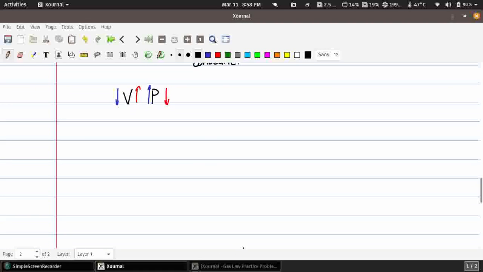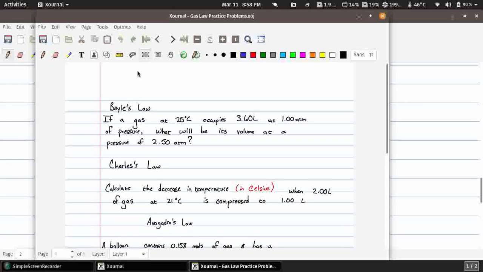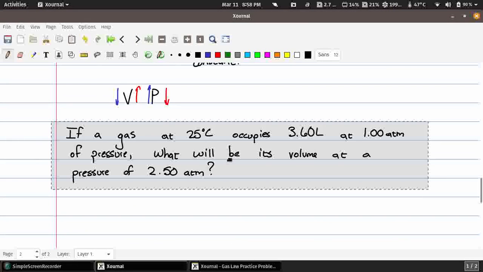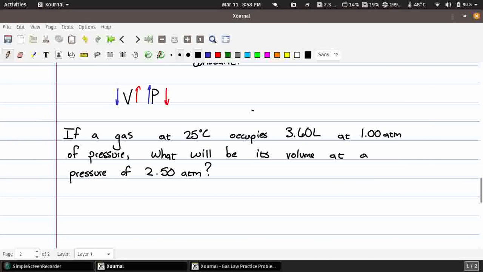All right. So let me copy it from here because I'm not rewriting all these. Okay. So if you need to pause the video to copy this for a second, go ahead and do that. All right. If a gas at 25 degrees Celsius occupies 3.60 liters at 1 atmosphere of pressure, what will its volume be at a pressure of 2.5 atmospheres?